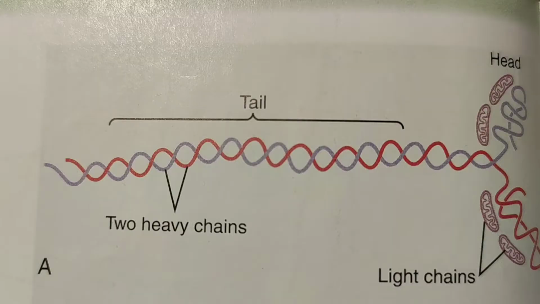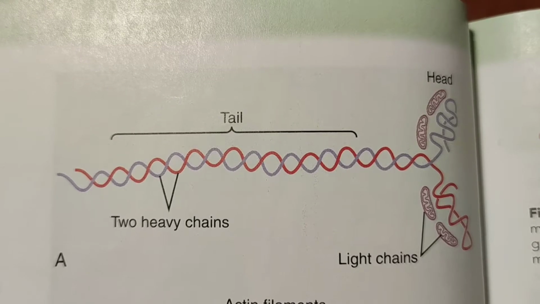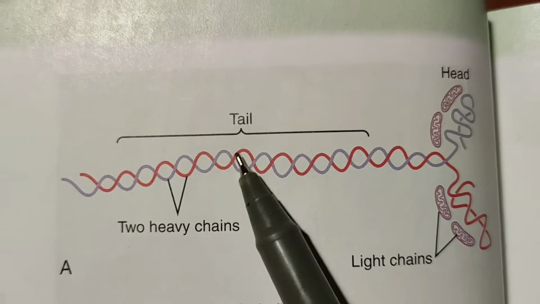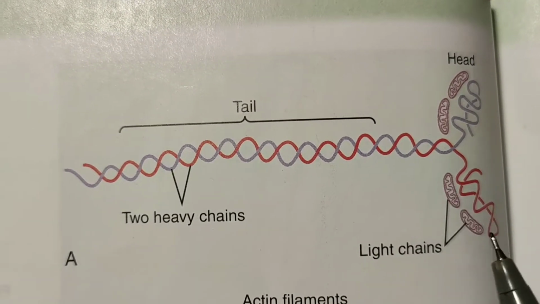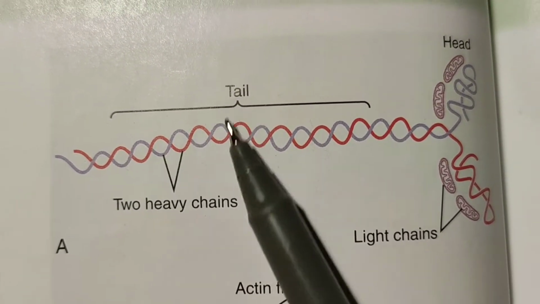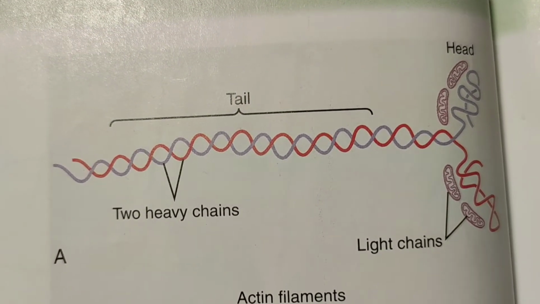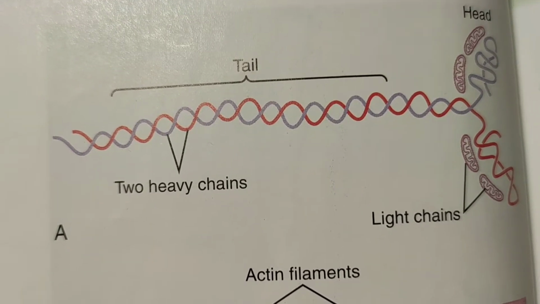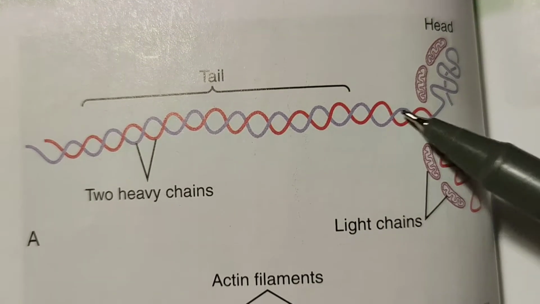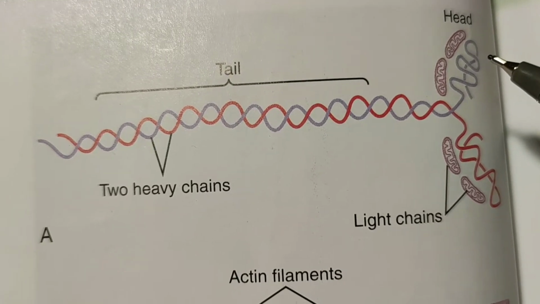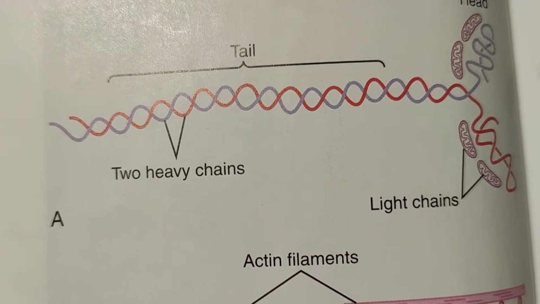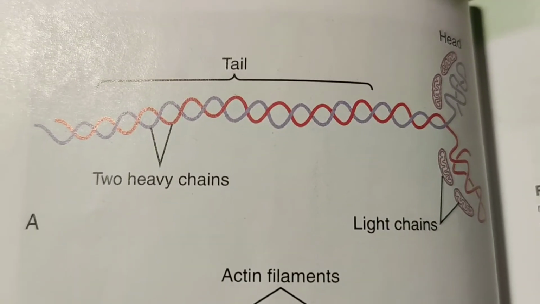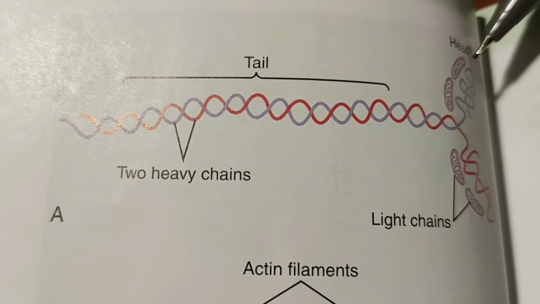Let's study them. This is a myosin molecule, which is composed of 6 polypeptide chains: 2 heavy chains and 4 light chains. The 2 heavy chains are wrapped spirally around each other to form a double helix. These are the light chains, and this is the head of the myosin. These light chains help control the function of the head during muscle contraction. So this forms the tail and this forms the head.